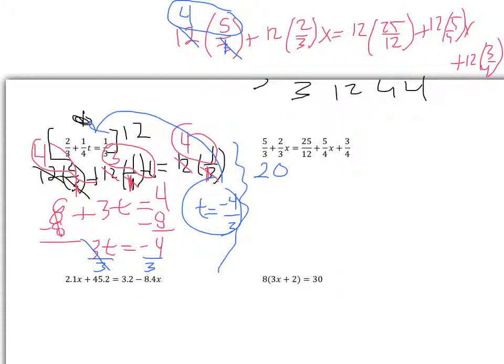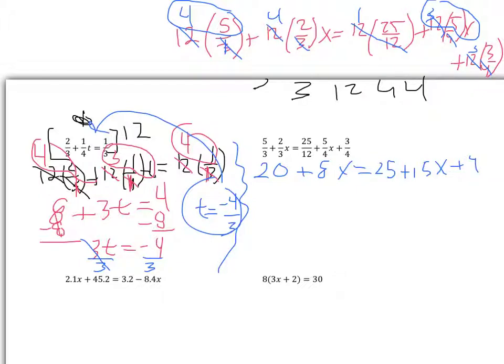3 goes into 12 4 times, so we have 4 times 2x, so that's plus 8x. 12 goes into 12 1 time, so 1 times 25 equals 25. Here, 4 goes into 12 3 times, so 3 times 5 times x is plus 15x. And then finally 4 goes into 12 3 times, 3 times our 3 is plus 9.